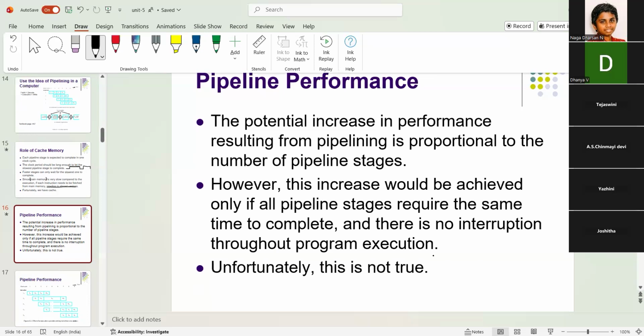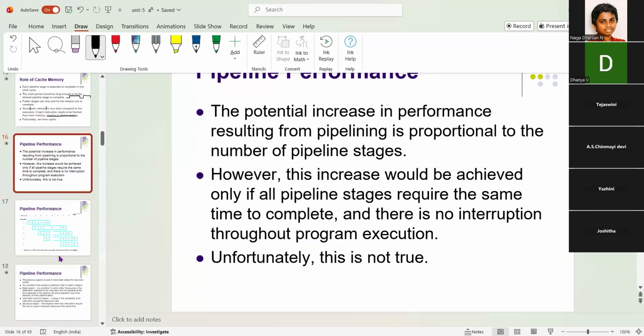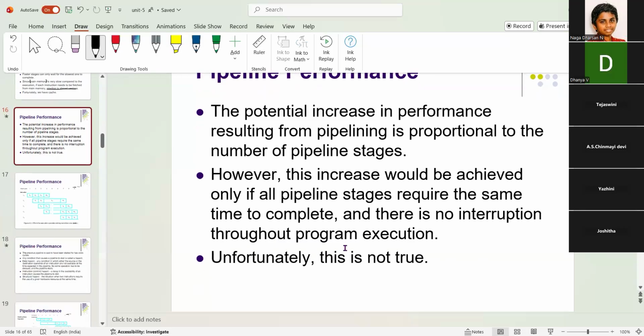But that doesn't always happen. We might encounter some interruption no matter what. So what are those interruptions? What do we actually call them? How does it actually work? That is what we're going to look at now.